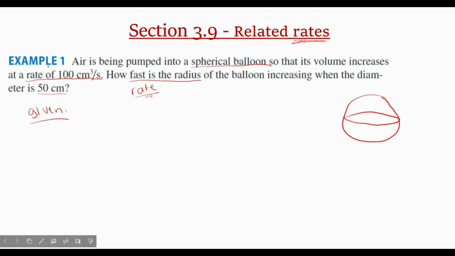We have that the rate of the volume with respect to t, so we can say it's dV over dt, is 100 centimeter cube per second. And also we are given that the diameter is 50 centimeter. To let things relate to each other, let's write the volume equation. The volume equation of the sphere is 4 over 3 pi r cubed. Let's also write what is the unknown.